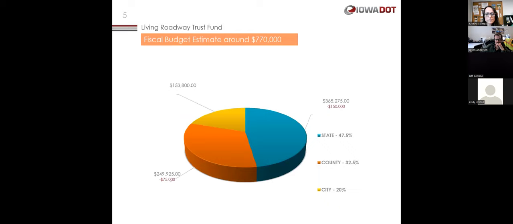So Iowa Code specifies how these funds should be allocated between state, counties, and cities, with 47.5% going to state, 32.5% going to counties, and 20% going to cities. And of the portion going to state, up to $150,000 may be applied to the Iowa DOT for program administration and support for a program assistant position. And then from the county portion, $75,000 goes to UNI to secure the state roadside specialist to coordinate educational outreach and services and to help start integrated roadside management programs.